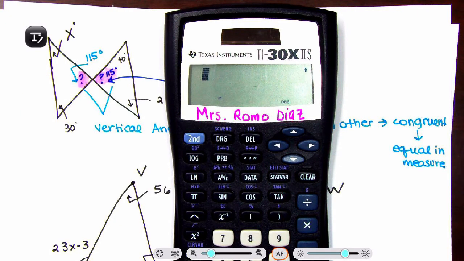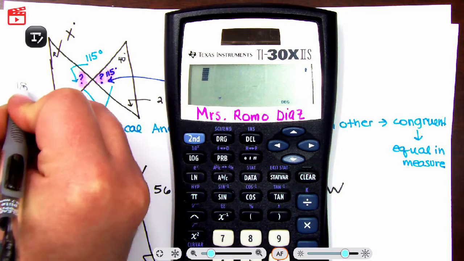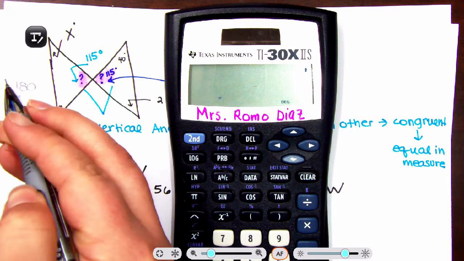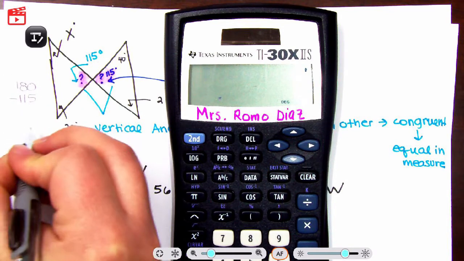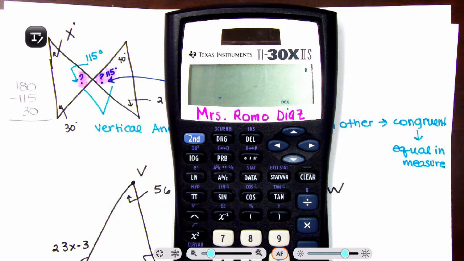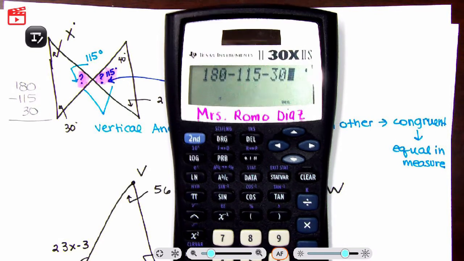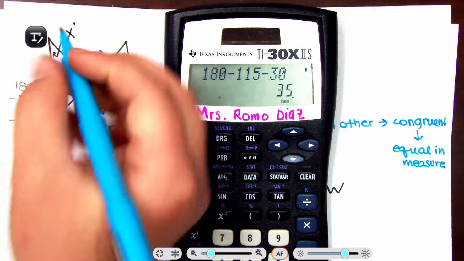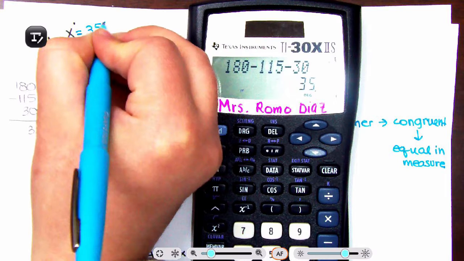I'm not even going to write it down. Maybe I will off to the side. See if my pencil can still hold up. Here's 180. I'm going to subtract 115, and I'm going to subtract 30. So that means I have 180 minus 115 minus 30. That means my unknown angle measure for x is equal to 35 degrees.